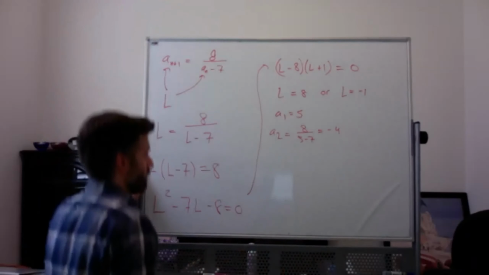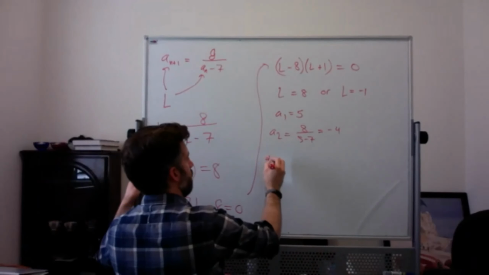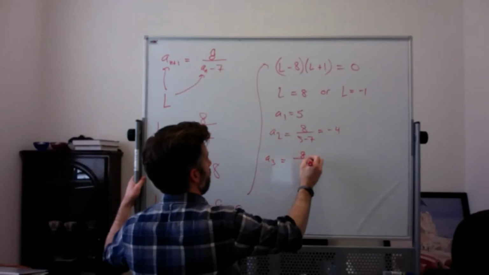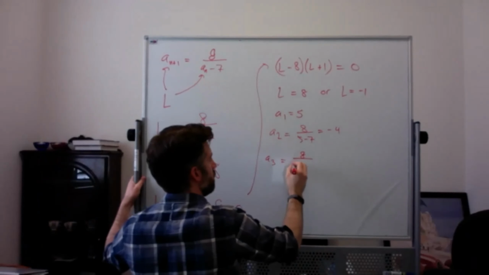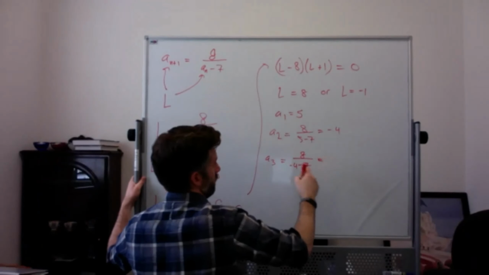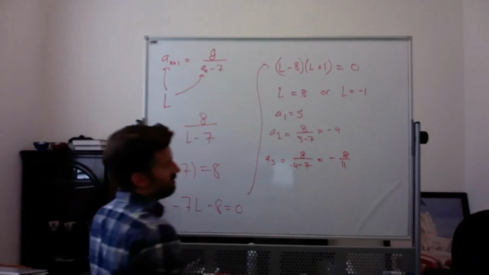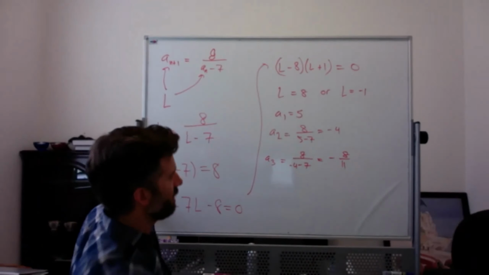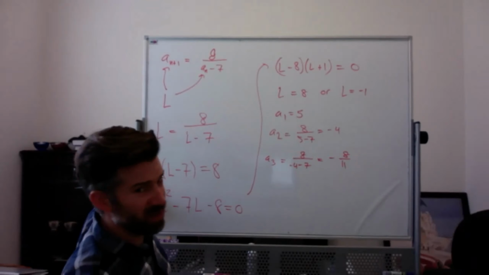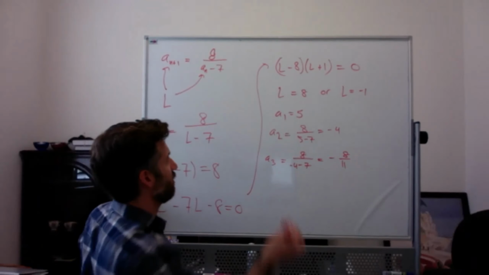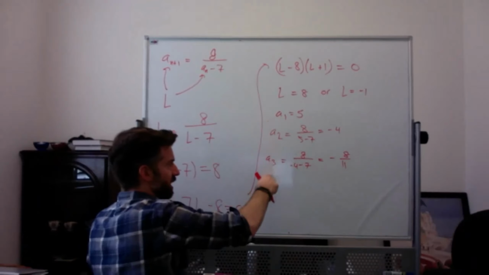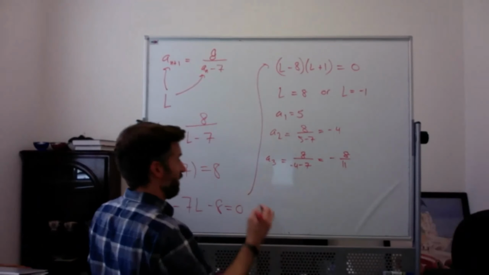All right, so let's find a sub 3 now. A sub 3 is going to be 8 divided by a sub 2, negative 4, minus 7. 8 over negative 11, or negative 8 elevenths. That's a little bit less. So definitely, if I had to guess at this one, I would say I'm probably getting closer to negative 1. So I plugged in 5, I got something negative, and then I got something negative. Let's see if I get something negative one more time.